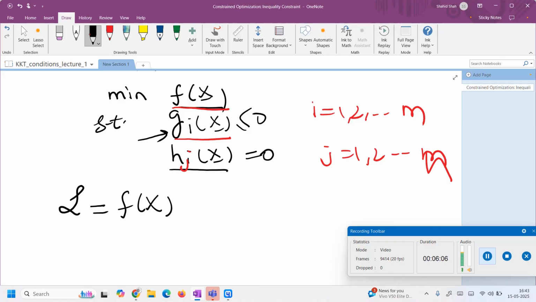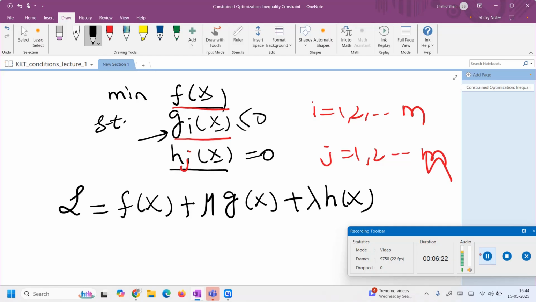f of x plus, if you have only one inequality constraint, write some lambda times, or say mu times g of x plus lambda times h of x. So why I'm reserving lambda, because lambda we have reserved for equality constraint previously also. So it means that whatever constraint is there, for every constraint, whether equality or inequality constraint, you have to introduce a Lagrange multiplier.